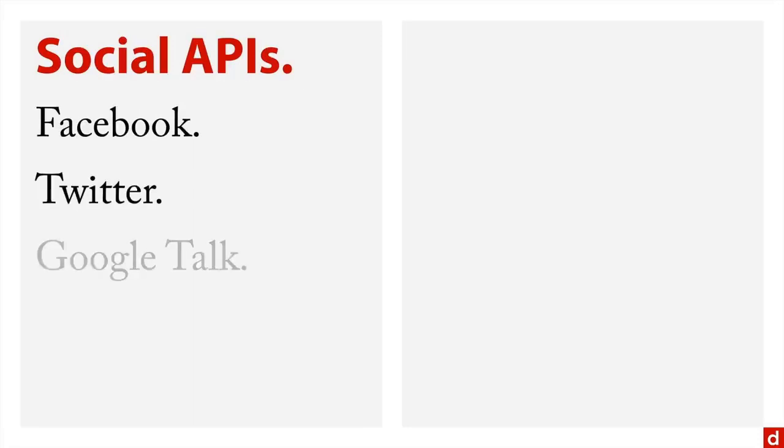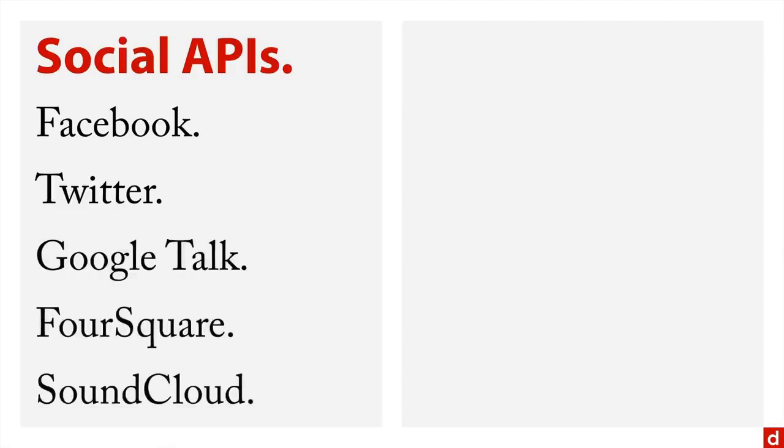Now, there are a few kinds of APIs that are really common. The first is what are called social APIs. These are ways of interfacing with social networks. So for instance, the most common is Facebook. There's also Twitter. Google Talk has been a big one, and Foursquare as well. And then SoundCloud. These are on lists of the most popular ones.